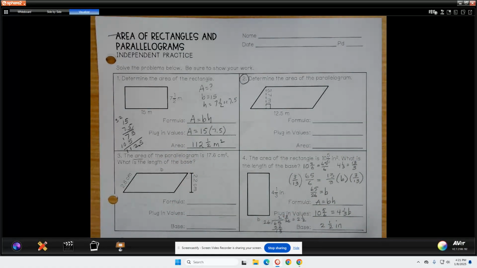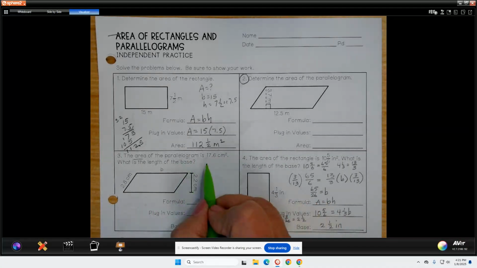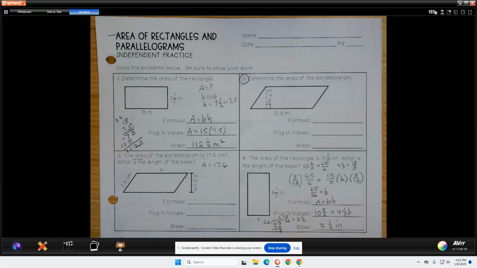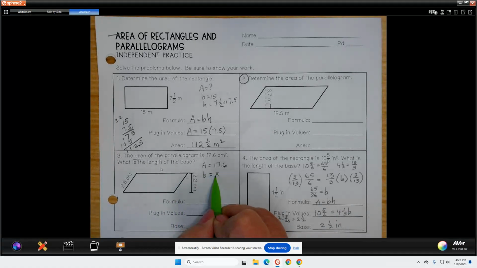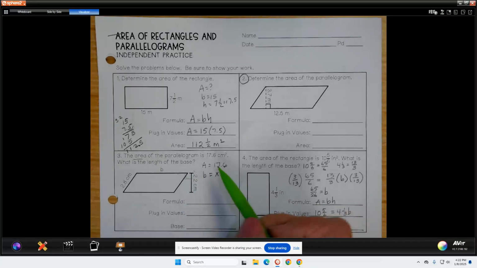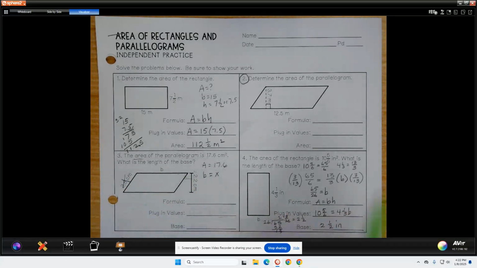Okay, number 3. The area of a parallelogram is 17.6. So area is 17.6 centimeters squared. What is the length of the base? We don't know the base. The height. Guys, when you do the height, it has to be perpendicular to the base. Perpendicular means at 90-degree angle. So that means you cannot use this side. Excuse me. So our height is going to be 2.2.